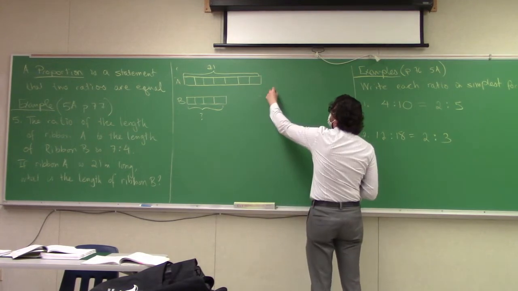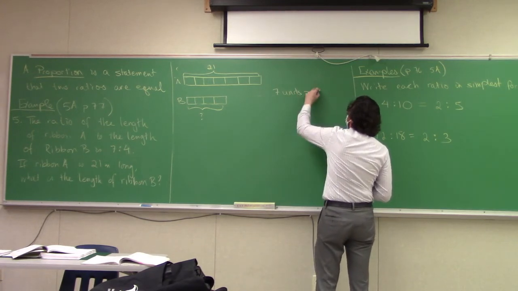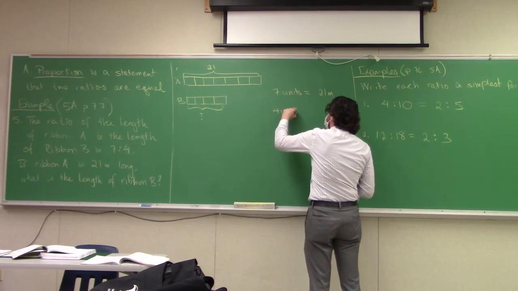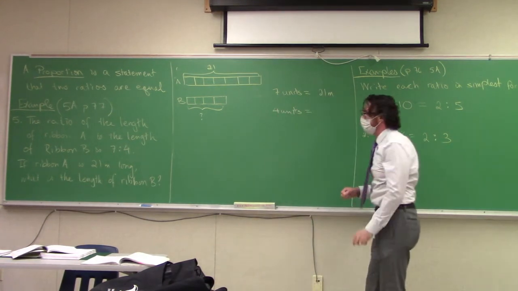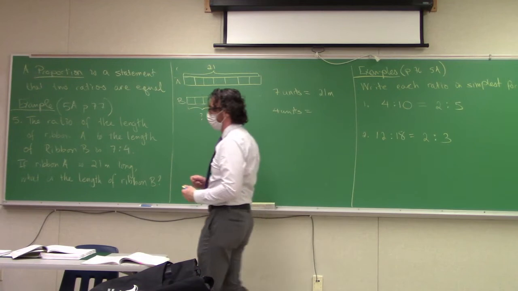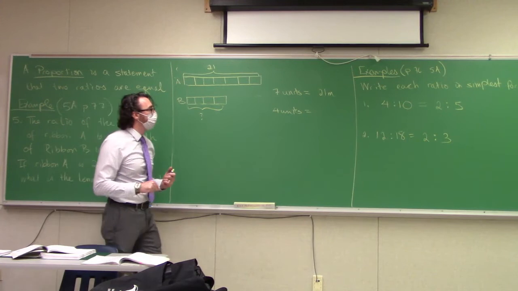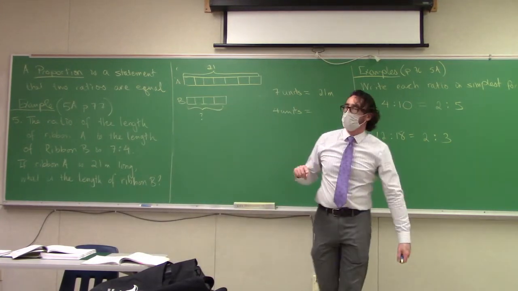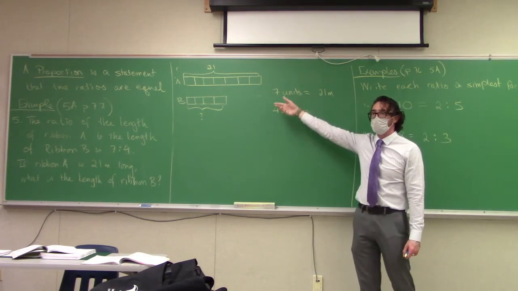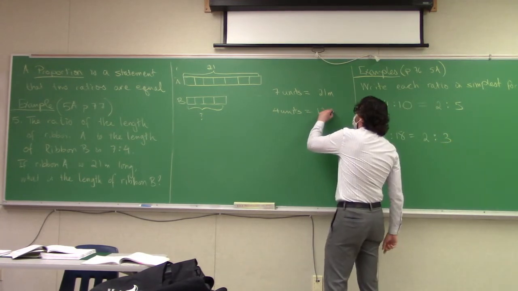So, over here we can do this. 7 units equals 21 meters. So 4 units equals what? 12. 4 units equals 12 meters. How'd you get that? Because 7 times 3 is 21, so 4 times 3 is 12. Right. So basically, you can figure out how long 1 unit is from this, divide everything by 7. So 1 unit must be 3 meters long, and then multiply by 4. So 4 units must be 12 meters long.